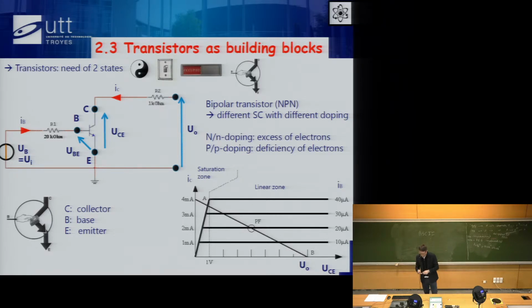But pretty much using this type of materials, semiconductors, you end up with the small component that you can use for your 2 states.